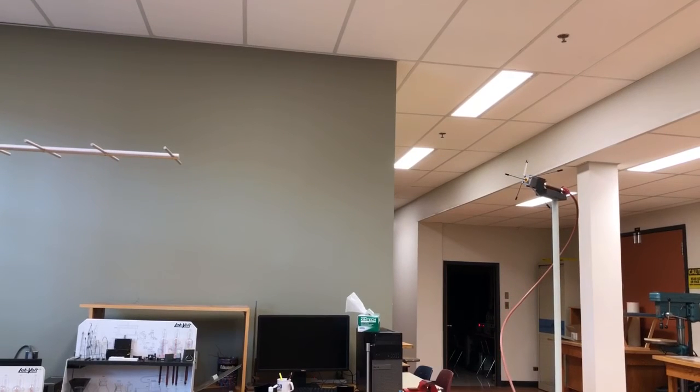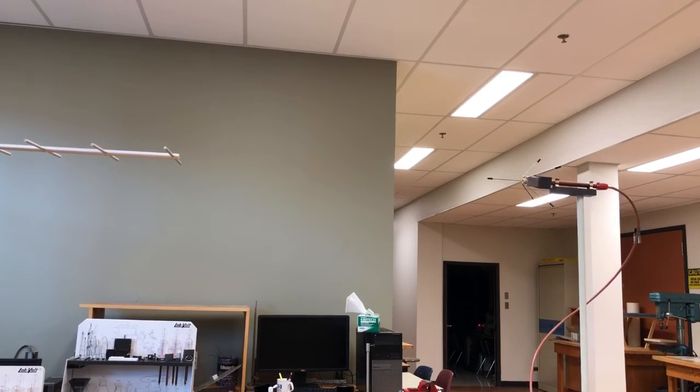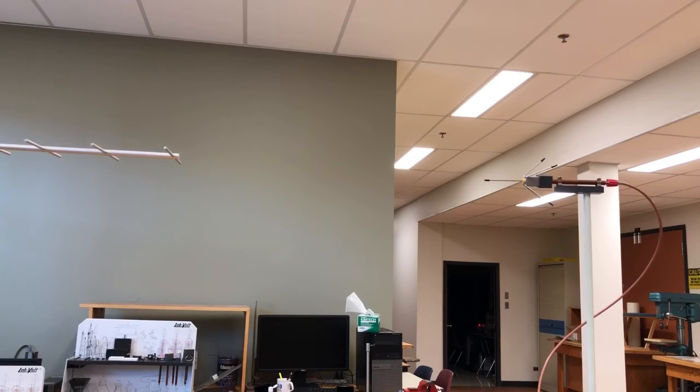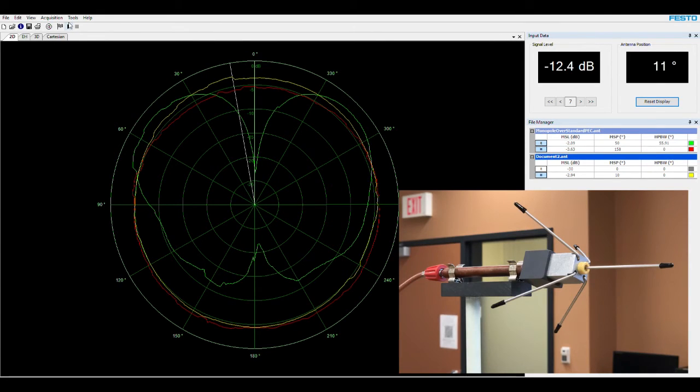Now it's looking toward the transmitting antenna, and you know that at this location we should have a null. Okay, now it stops. Now it's okay. Good. We now have our drooping monopole antenna in the E-plane co-pol measurement mode. So we're going to start our measurement and see what sort of pattern we get.